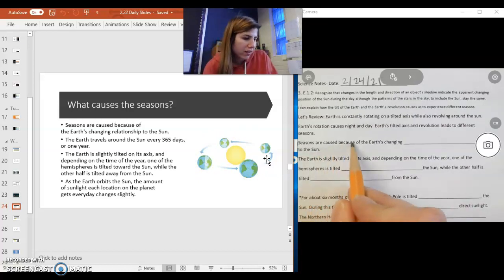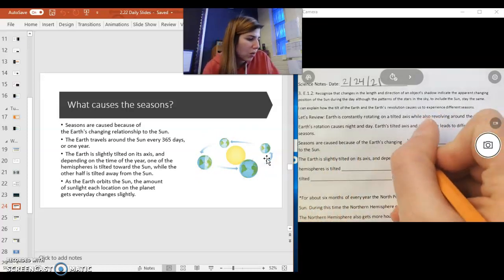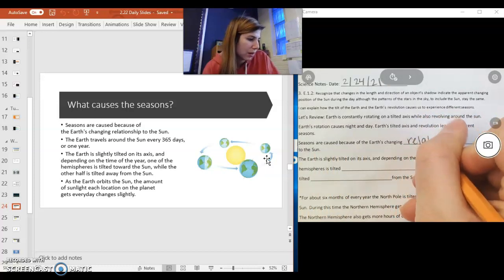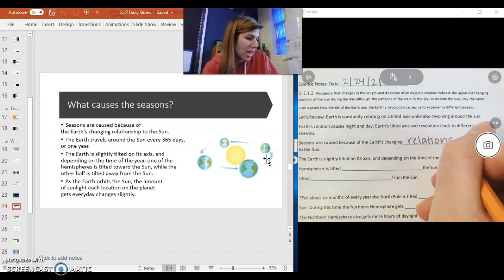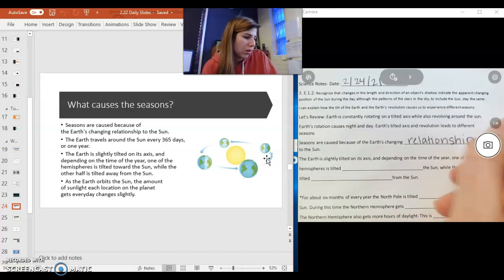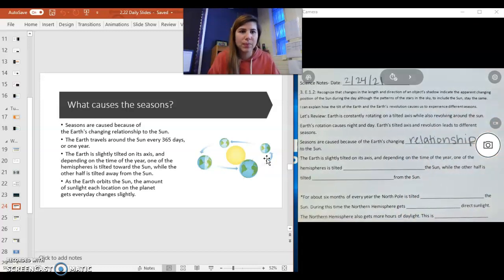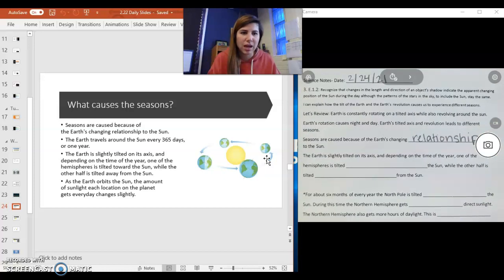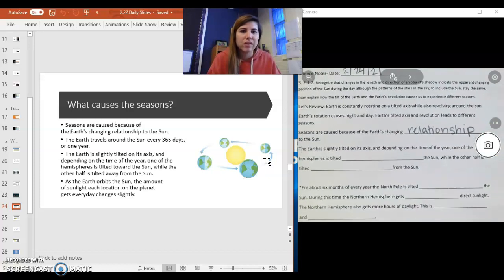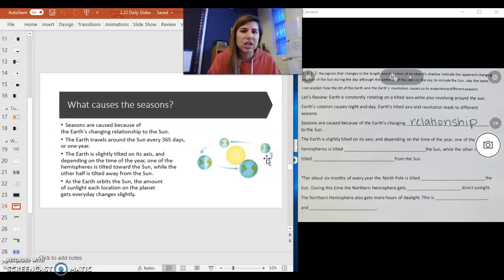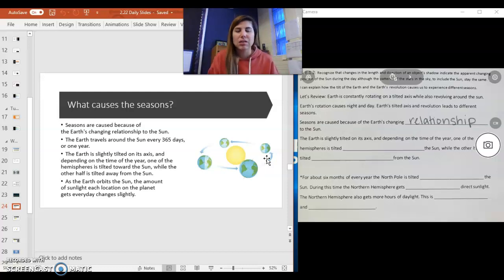So seasons are caused because of the Earth's changing relationship, or its changing location in relation to the sun. And remember, you can always pause if you need more time to copy something down. Seasons are caused because of Earth's changing relationship or changing location of the Earth compared to the sun.